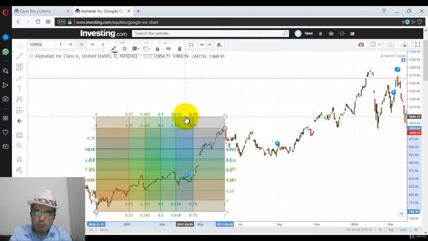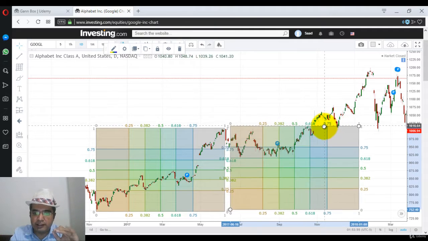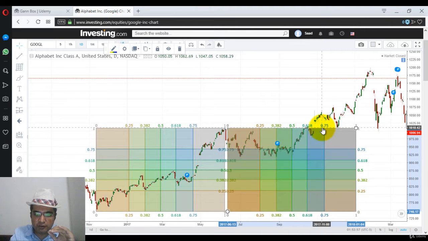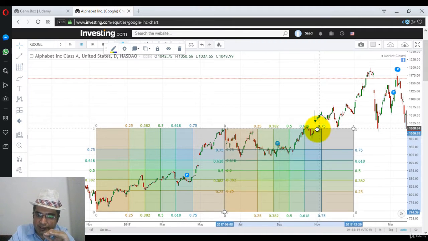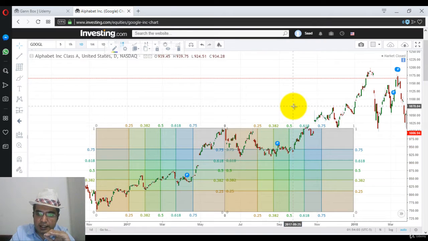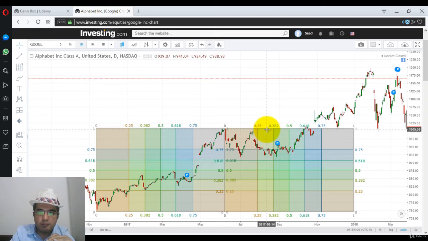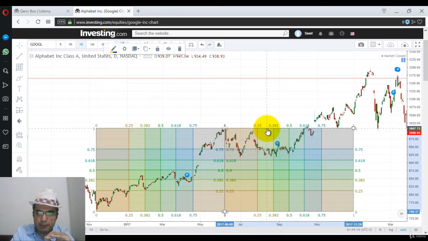Now you can select Gann Box based on any of your criteria. It doesn't matter which criteria you are choosing. But the bigger the criteria, for example right here, you're selecting 7 months, then it offers a better alternative or a better result. Now what do I mean by that?